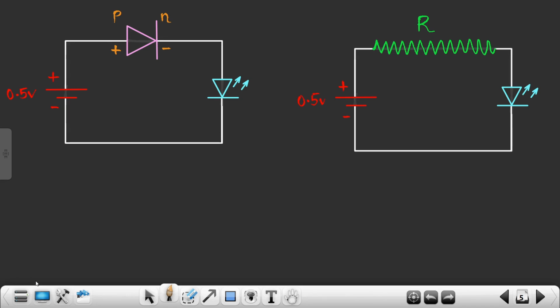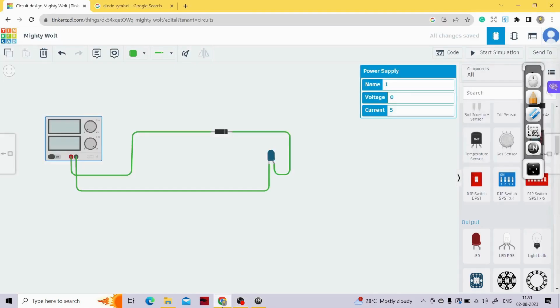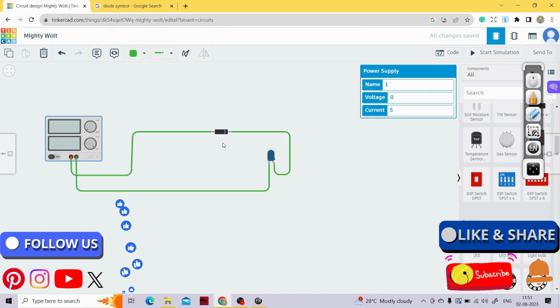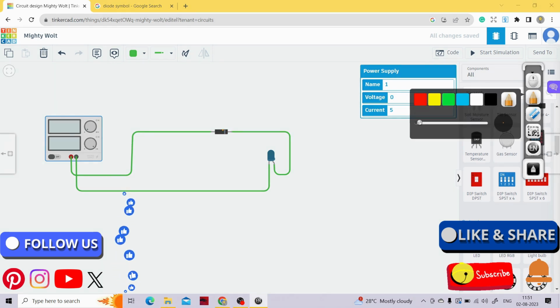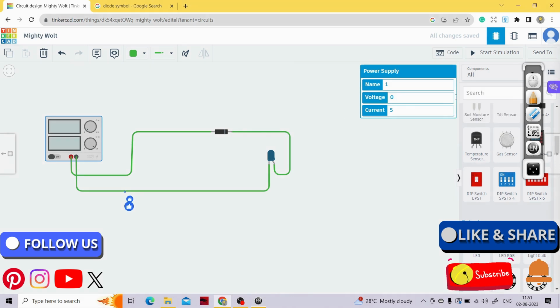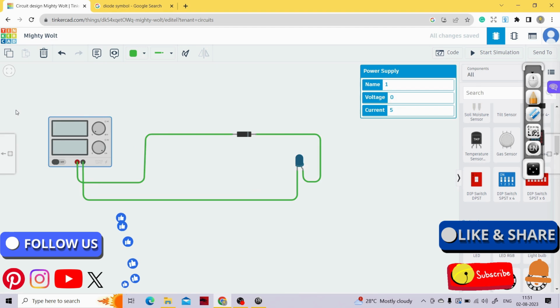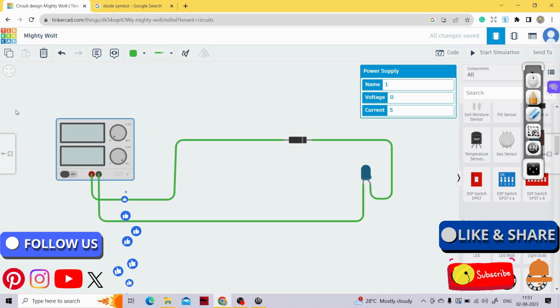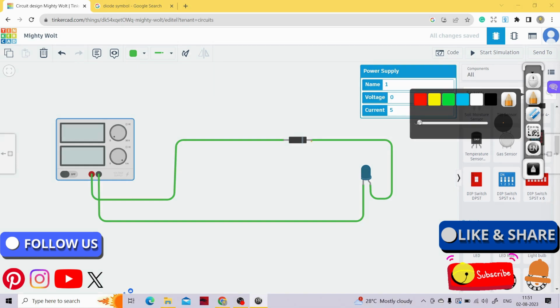Let me go to the Tinkercad software, just a moment. Remember one thing: if you want to identify the positive and negative terminal of a diode, you just need to look at this white line. I don't know if this is visible to you, just a moment, let me zoom it out. Yes, I think now it is visible. Look over here at this white colored line.